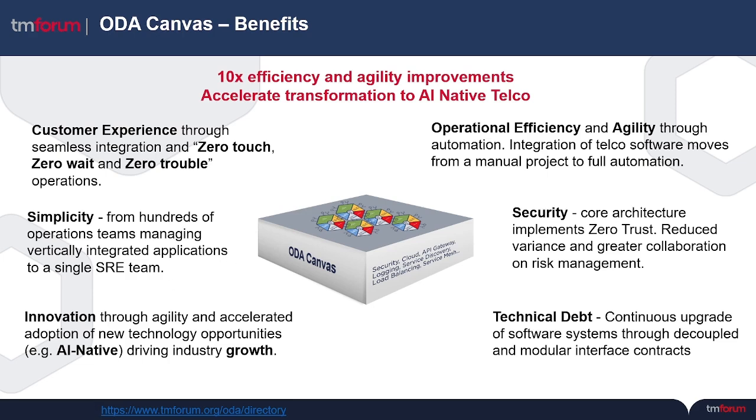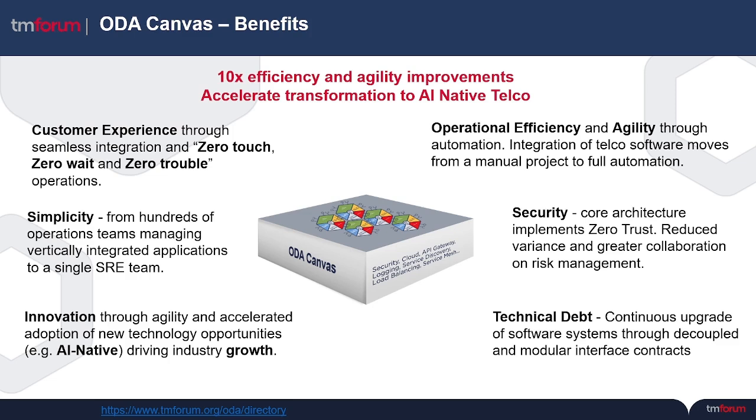So we're going to move from hundreds of operations teams managing vertically integrated applications to our target of having a single site reliability engineering team managing the Canvas platform with components and a huge amount of automation in terms of how those components are deployed and managed. We believe this will unlock innovation through agility and the accelerated adoption of new technology opportunities, for example, around the AI native services that I mentioned earlier. And our goal is for this to help drive industry growth.